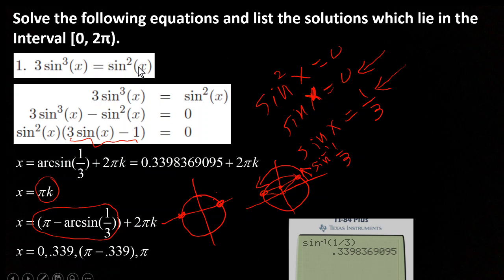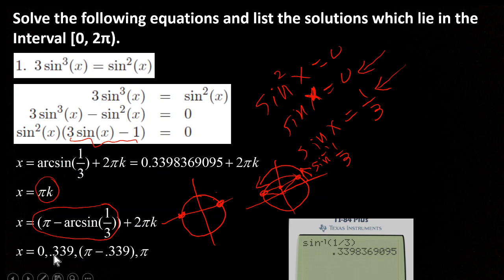Now, we want to find solutions from 0 to 2 pi. Then we can let k be 0, right? If k is 0, we get 4 answers. This one gives you 0. This one gives you whatever that is, which is 0.3339. And this one gives you pi minus that. And this one gives you pi if k equals 0. So we get that. If k is 0, we get 0, that number, this number.